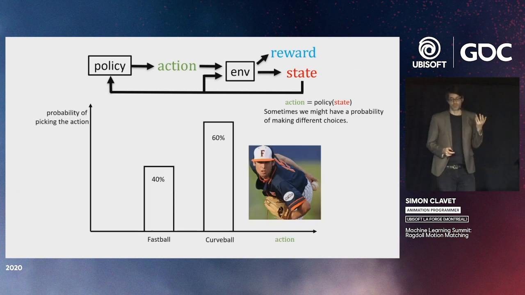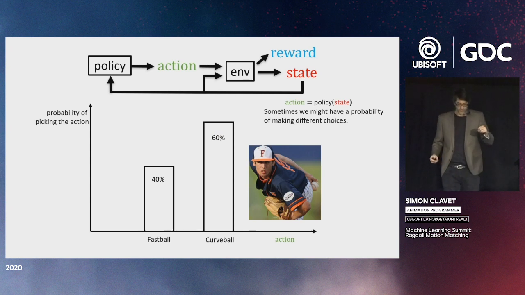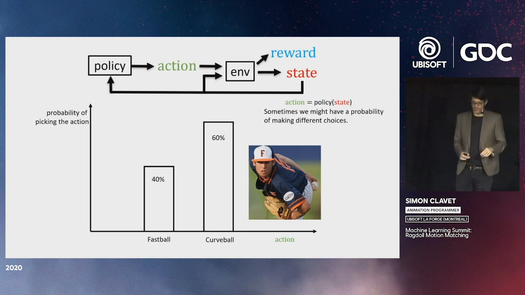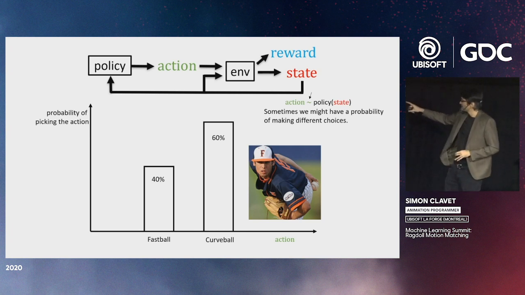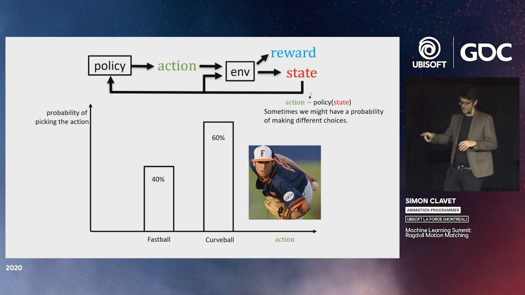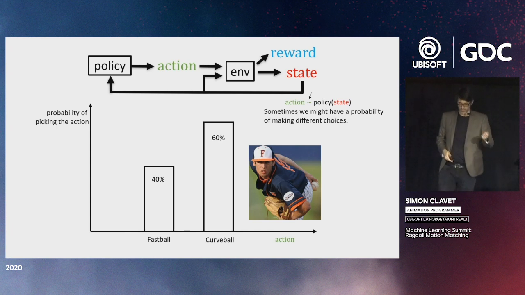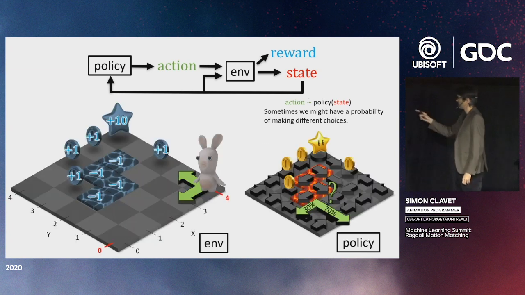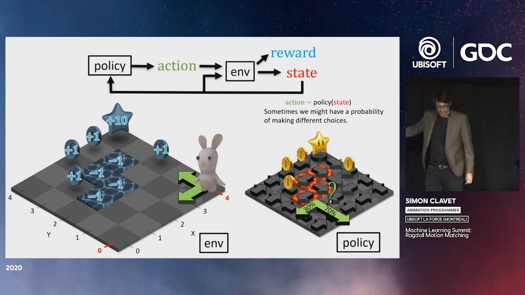So for example, for a baseball pitcher here, there's a couple of different throws you can do, with different probabilities. So that's a stochastic policy. One way to think about it is that the action is not just equal to the policy, but it's sampled from a probability distribution. It just means that the policy doesn't always give the same result for the same input. So in our little world here, sometimes there are different probabilities to go in different directions.